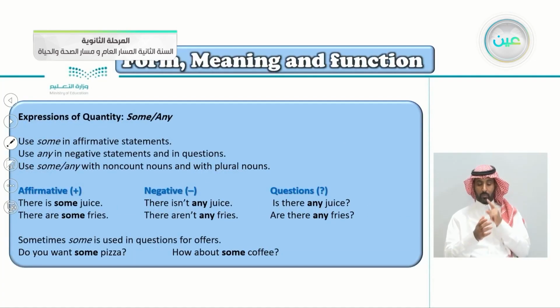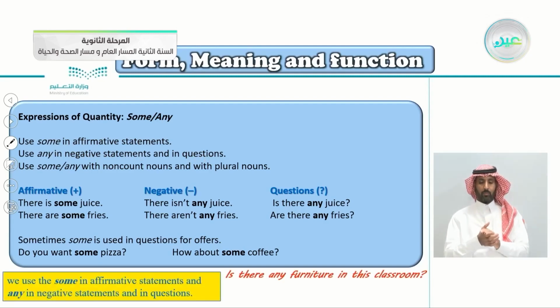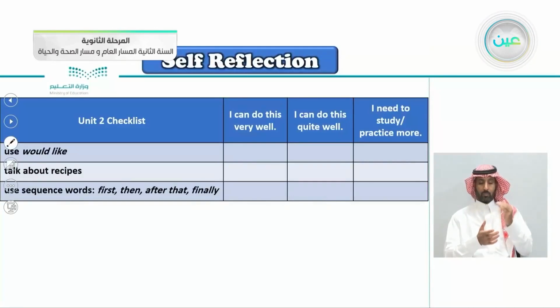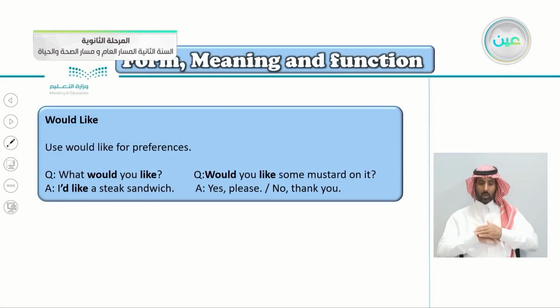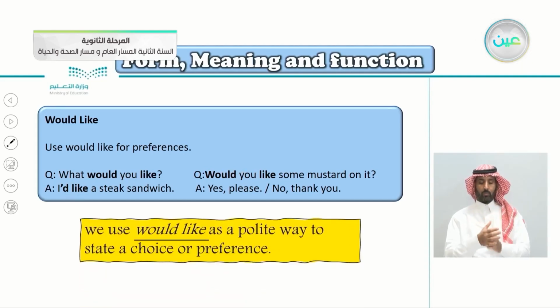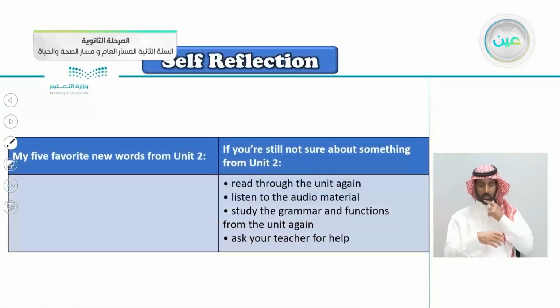The expressions of quantity: some or any. If you remember, some comes with affirmative statements. Any comes with negative statements and also with questions. Also here, the use of would like. Would like is a polite way to ask for a preference. I would like some water. I'd like some milk. What would you like? This is a question form here. What would you like? Would you like some mustard on it? And so on. And as I mentioned, would like is a polite way to state a choice or a preference.